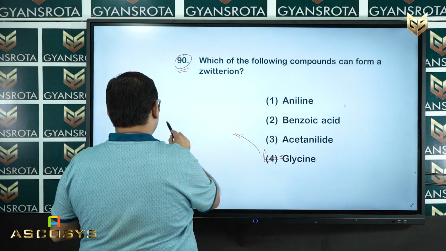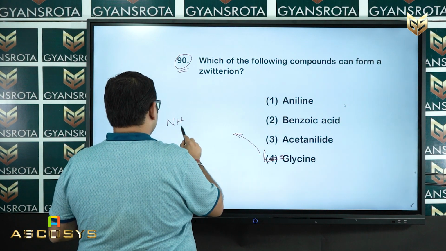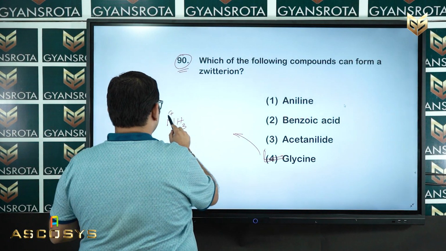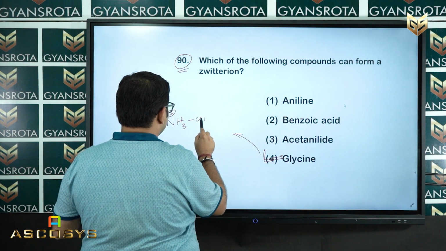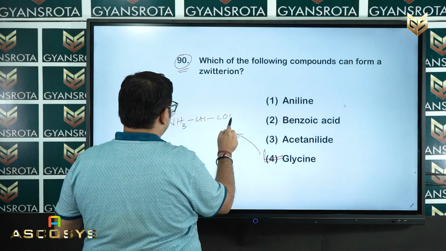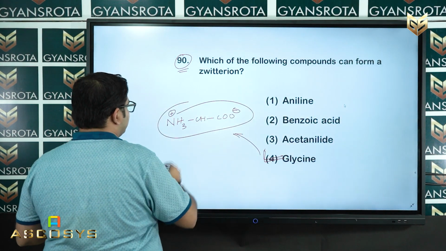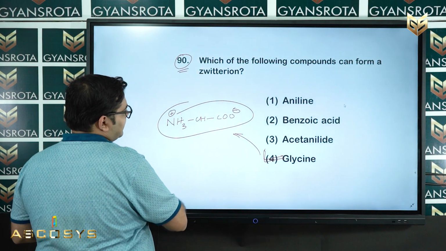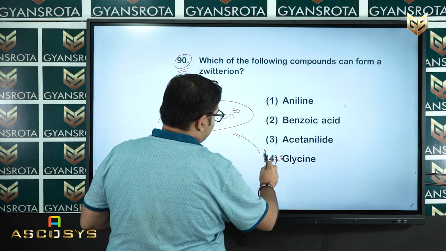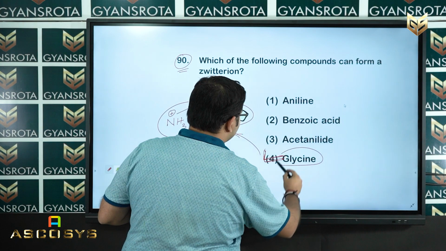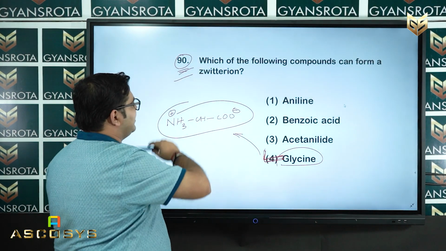Zwitter ion, how does it look? This is NH3 plus CH and COO minus. Okay. This is the kind of a Zwitter ion where positive and negative charge is present. And option number 4 is the correct answer of question number 90.